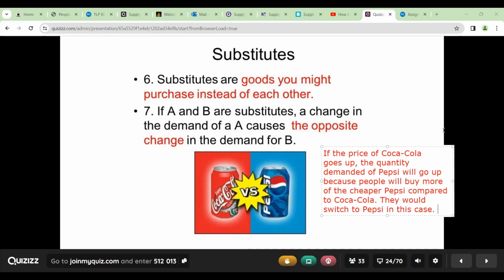So yeah, if the price of Coca-Cola goes up, the quantity demanded of Pepsi will go up because people will buy more of the cheaper Pepsi compared to Coca-Cola. They would switch to Pepsi in this case. So that's what happens with substitutes, because in this case, Coke and Pepsi are substitutes here.